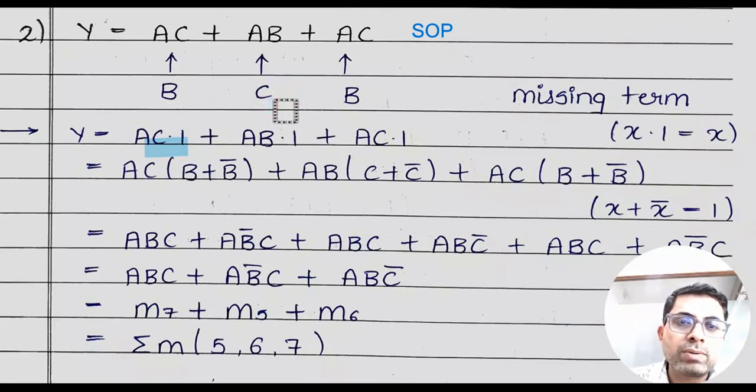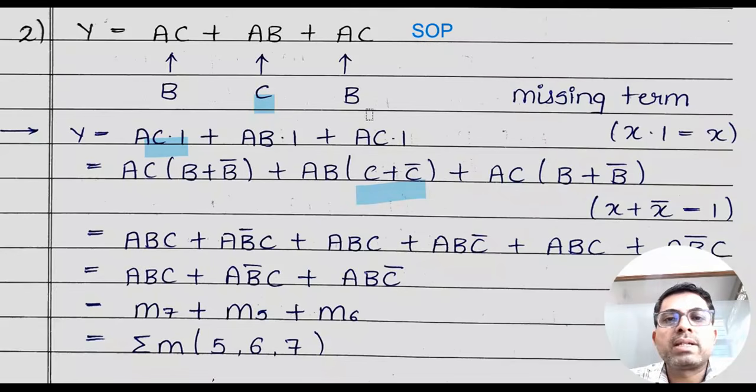Now in the second case, which variable is missing? That is C. So what I have written here is C plus C bar, plus AC. Which variable is missing over here? That is B. So I have written here B plus B bar. Why can I write C plus C bar, B plus B bar over here? Because with the help of Boolean law, as I have told you, A plus A bar is equal to 1.